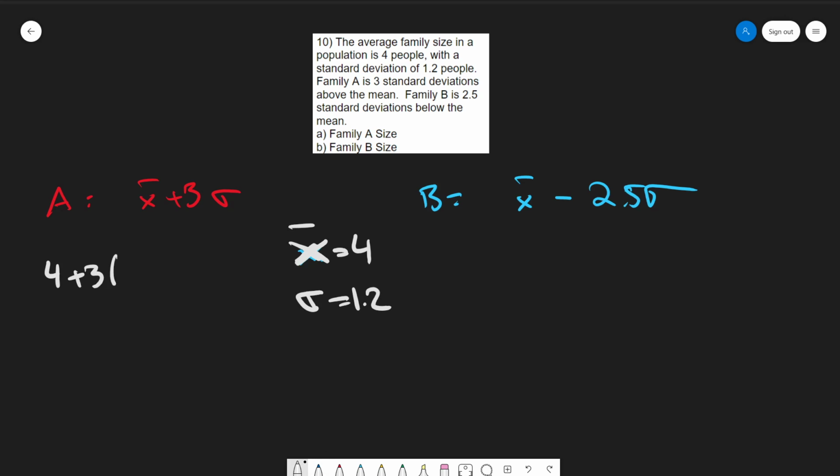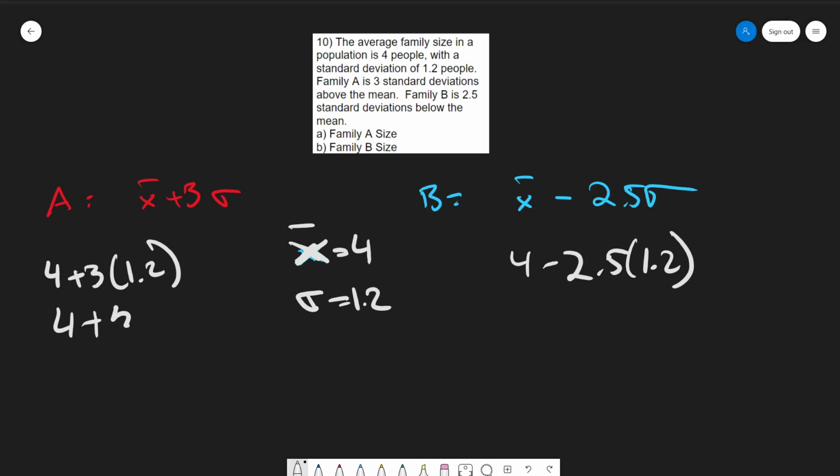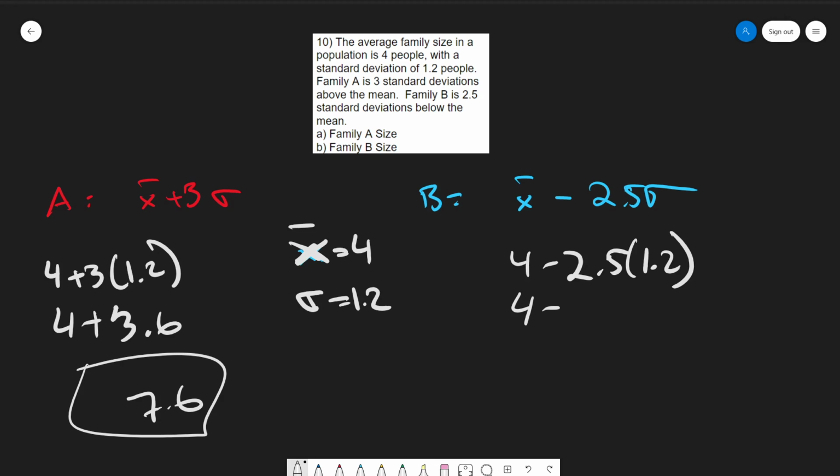4 plus 3 times 1.2. And over here, 4 minus 2.5 times 1.2. That's it. So 4 plus 3.6 is 7.6 people. That's gigantic. 4 minus 3 is 1 person, which sounds very normal.